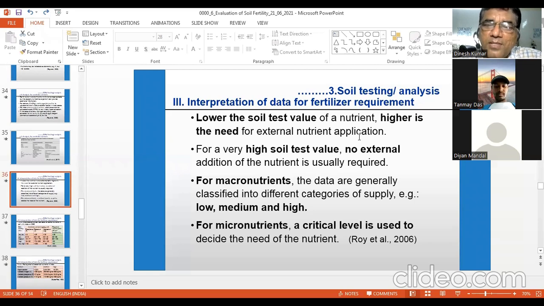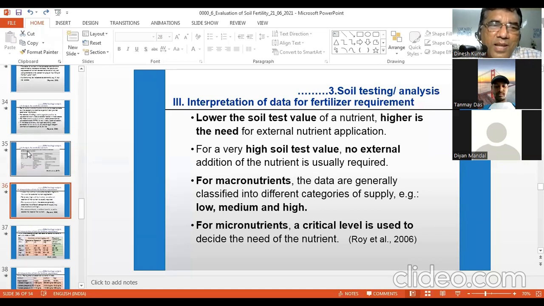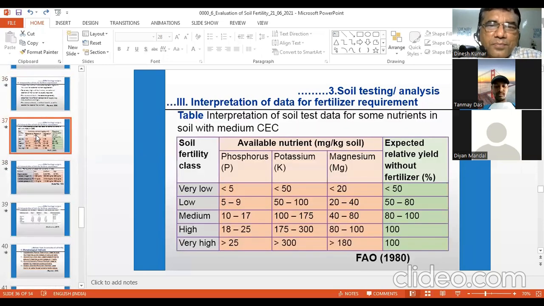For macronutrients, the data are generally classified into three categories: low, medium, and high. But now you know 2-3 more categories have come: very low, low, medium, high, and very high. For micronutrients, a critical level is used to decide the need of the nutrient. Only you need to know the critical level. In micronutrients, there are no low, medium, high levels. There is only one level, that is critical level.